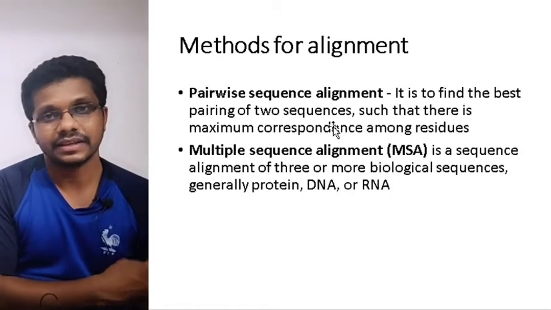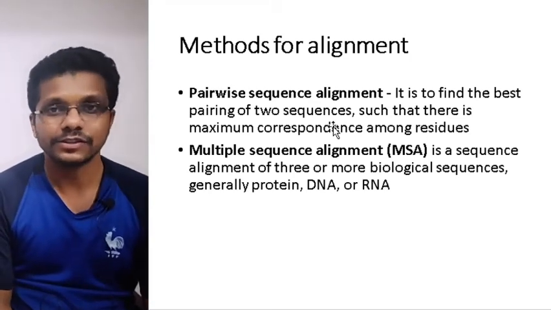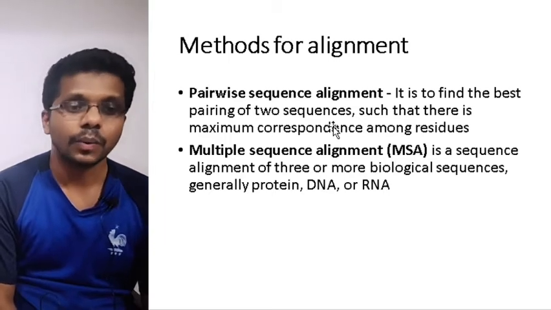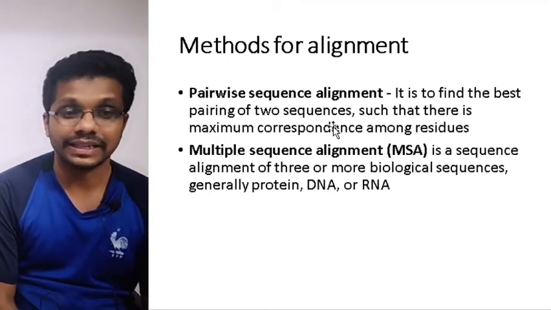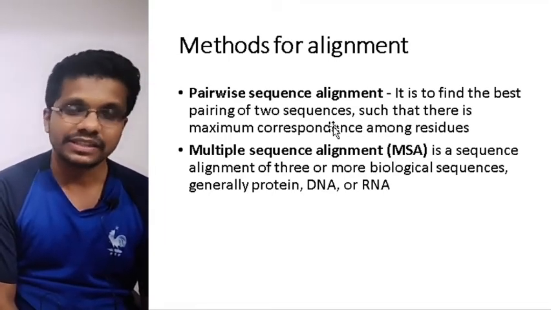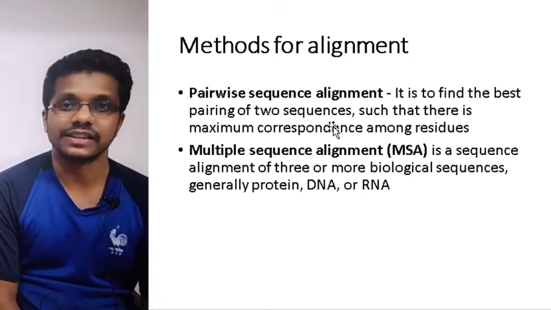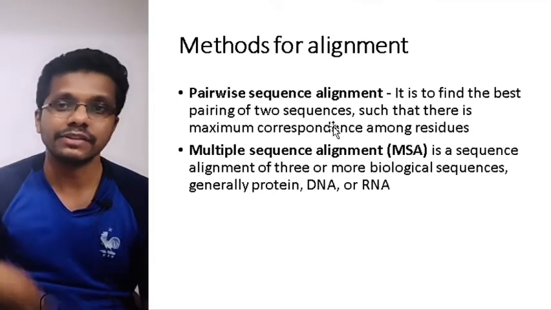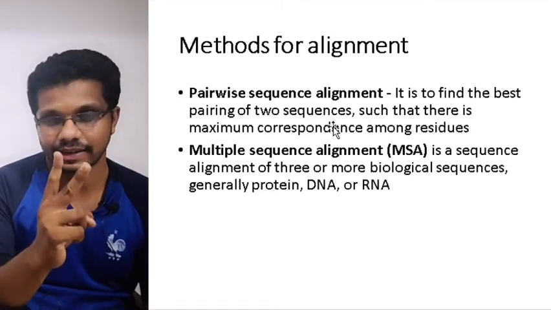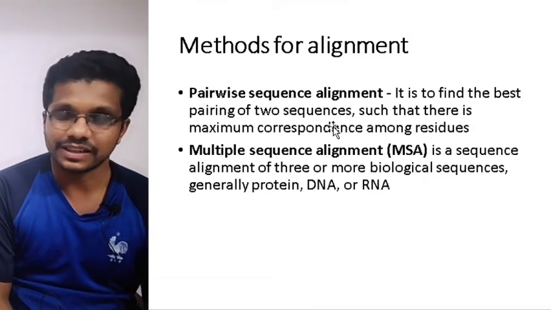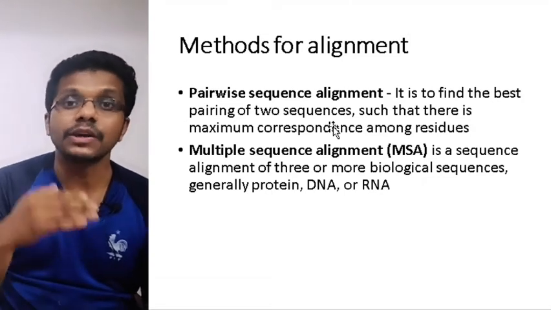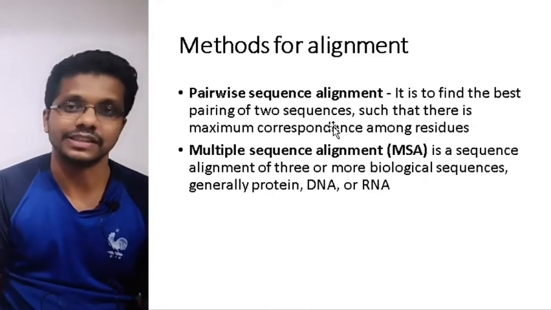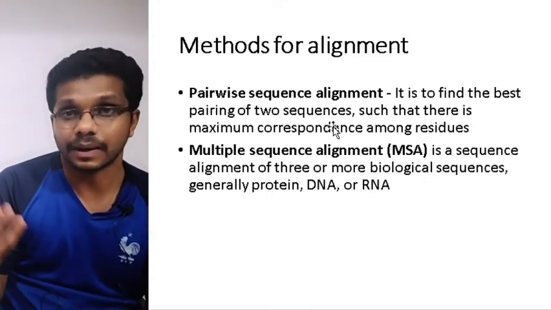Methods of alignment. There are two different methods of alignment based on the number of sequences we are comparing at a time. One is pairwise alignment, another is multiple sequence alignment. In pairwise alignment, we are comparing two different sequences at a time. It can be a DNA sequence, RNA sequence, or a protein sequence, but we are comparing only two sequences at a time. In multiple sequence alignment, we are comparing three or more sequences to see how similar they are. So that's the difference: how many sequences are compared at a time.